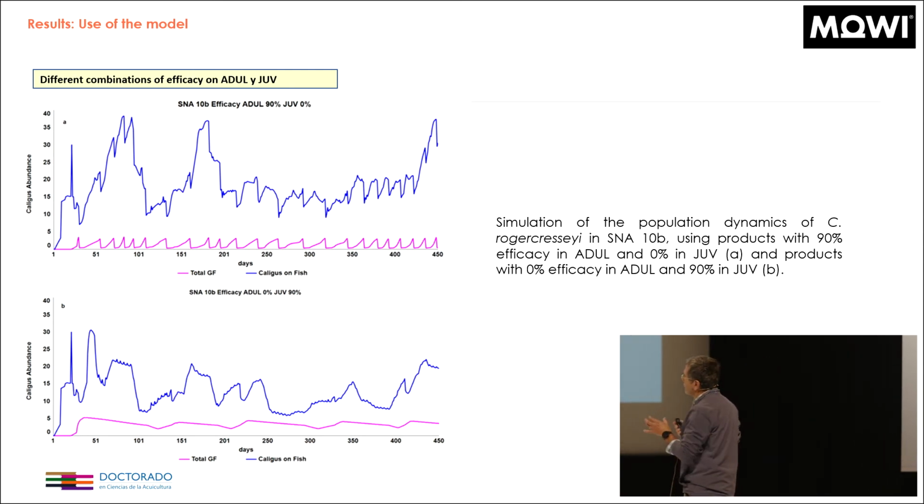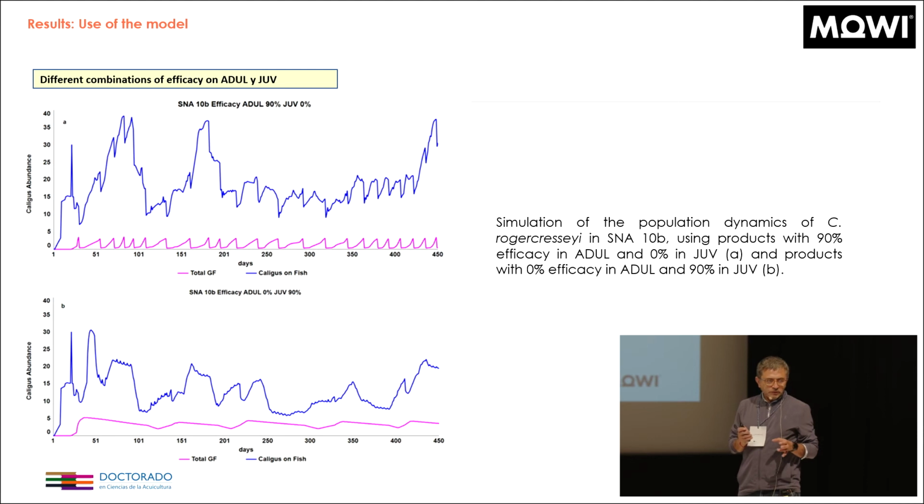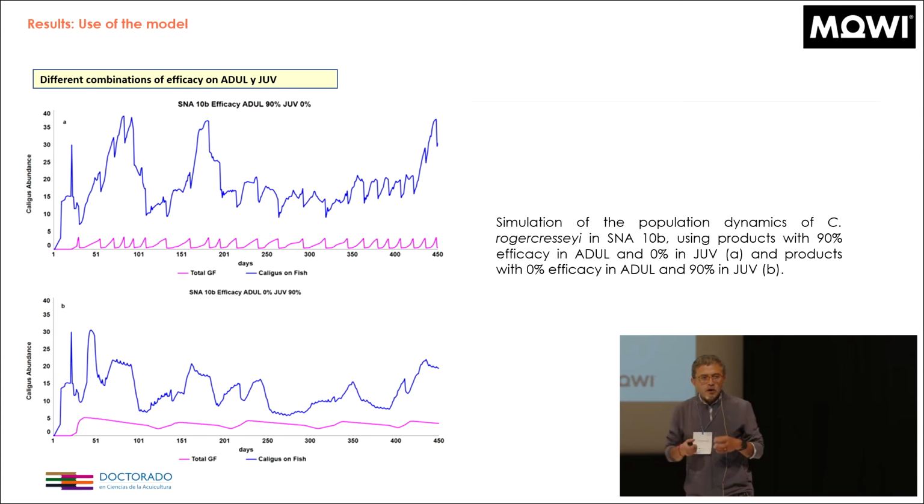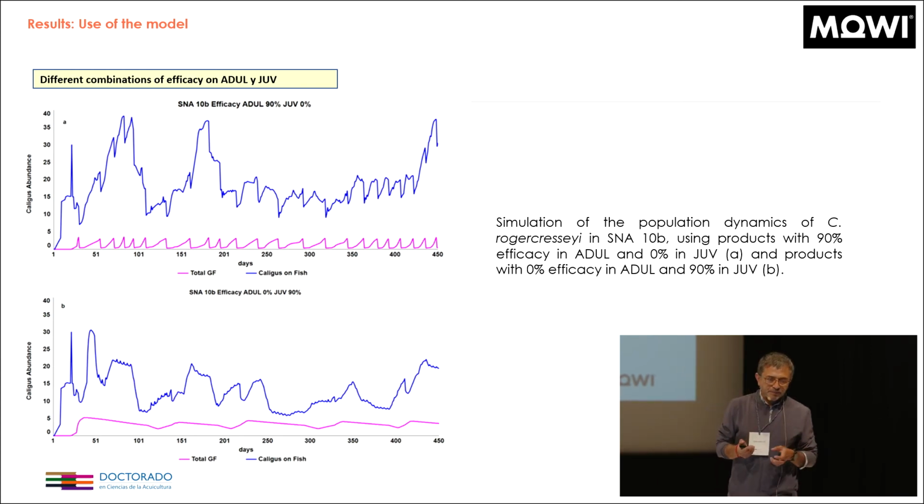And under this extreme condition, we can see that it's better to use a product with high efficacy on juvenile than on adult, because finally, we are affecting the molting process.